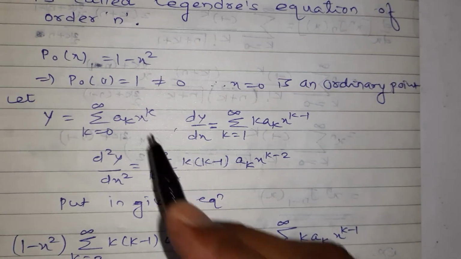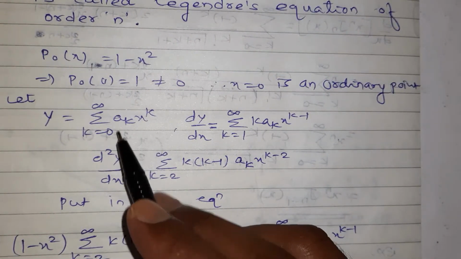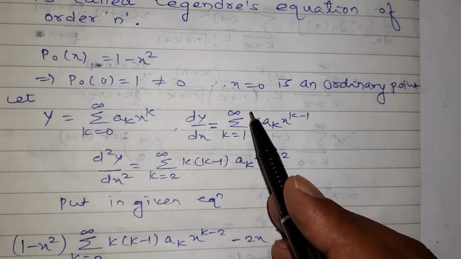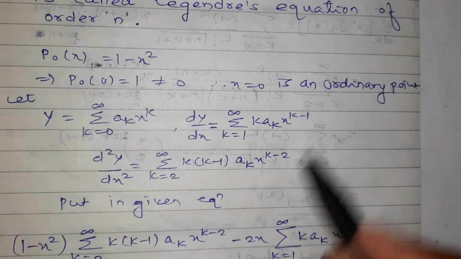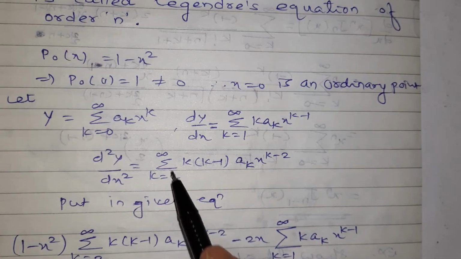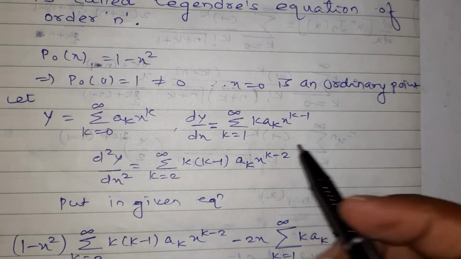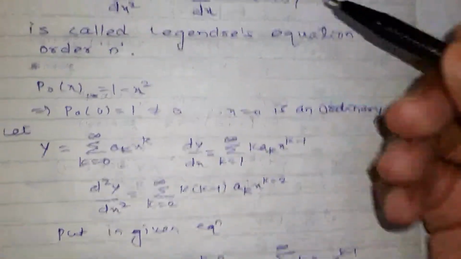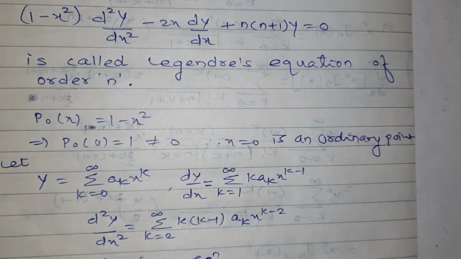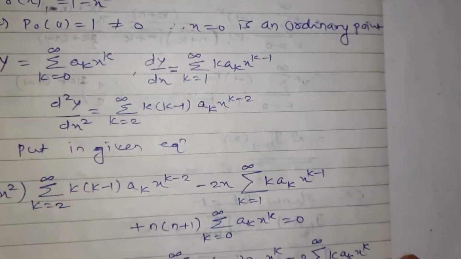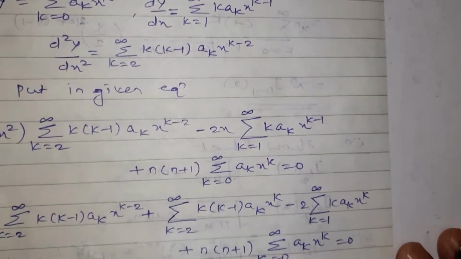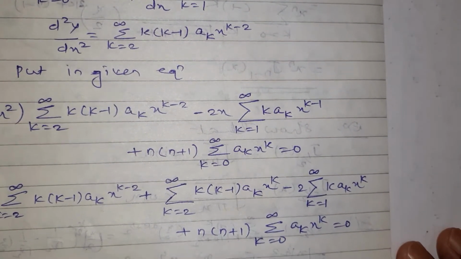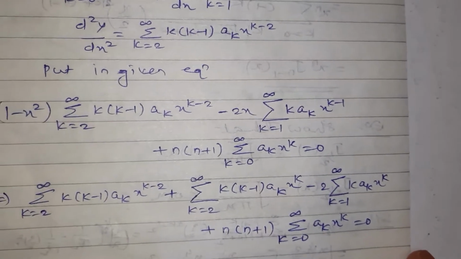We take y is equal to the series ak x raised to k, k varies from 0 to infinity. Do you remember? dy by dx is k equal to 1 to infinity k ak x raised to k minus 1. d square y by dx square is k equal to 2 to infinity k into (k minus 1) ak x raised to k minus 2. Put these values in your given Legendre's equation, solve it completely, and find different values of a2, a3, a4 in terms of a0 and a1. The same procedure we use and we get the solution of Legendre's equation.